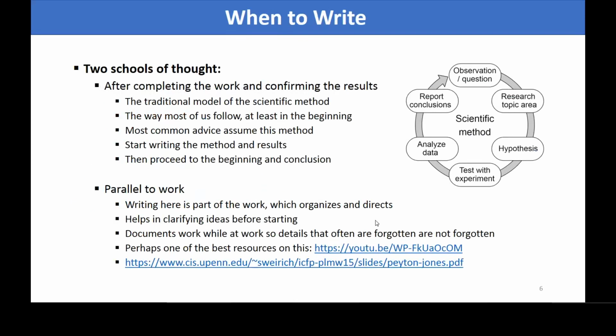There are two schools of thought. So there are two approaches, actually. The first approach is a traditional one. This is a classic approach, that you write after completing the work, after confirming the results. It's based on the scientific method. So this is a very traditional model, and it is inherited from the scientific method. And to the right, you can see this. This is just a quick depiction of the scientific method, the steps.